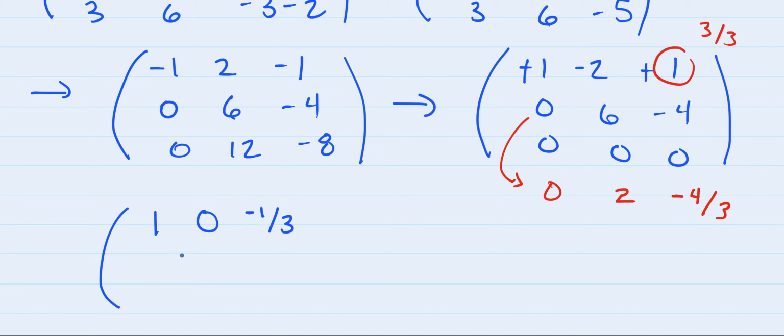-1/3. And then also let's make this pivot equal to 1. So this is 1, -4/6, which is the same thing as -2/3. 0, 0, 0.